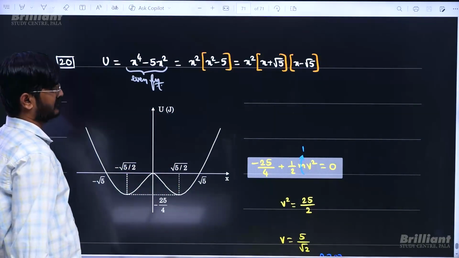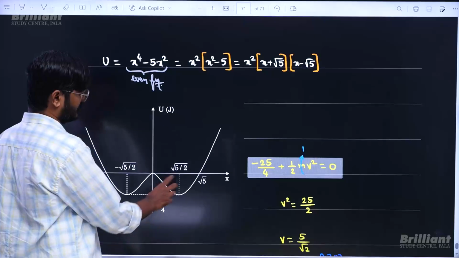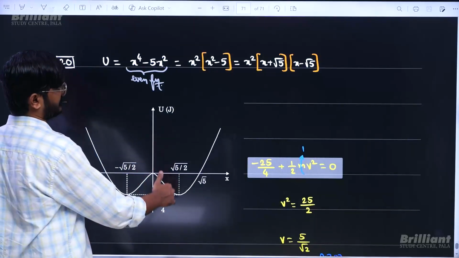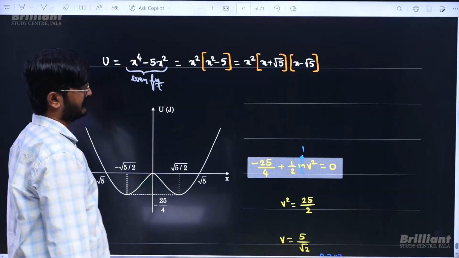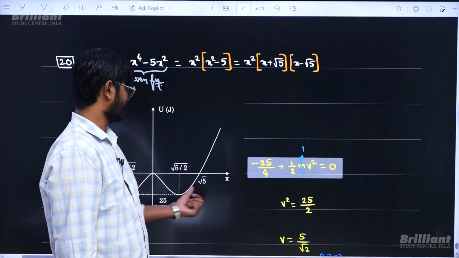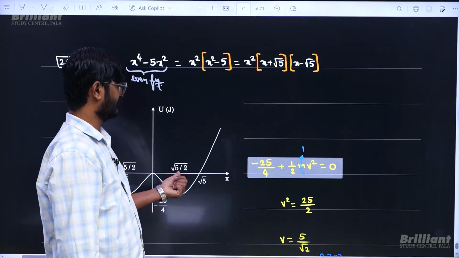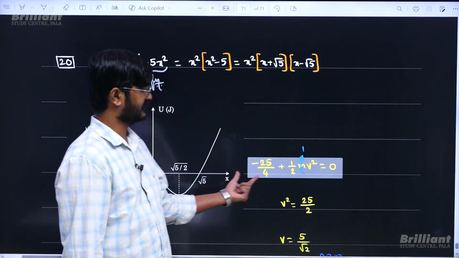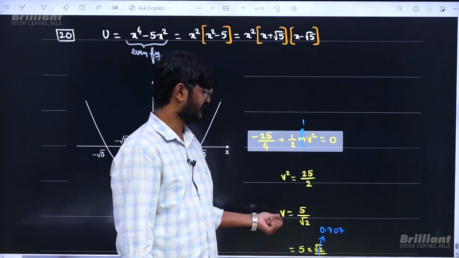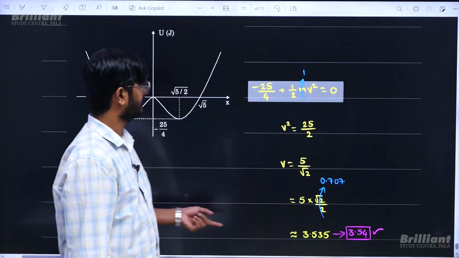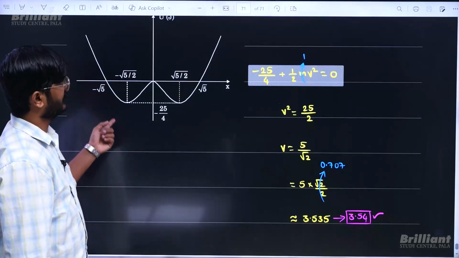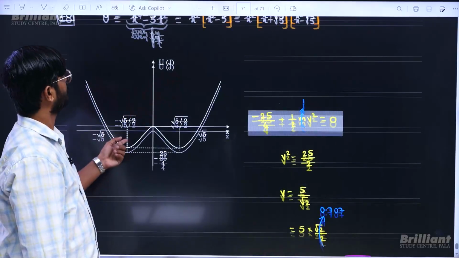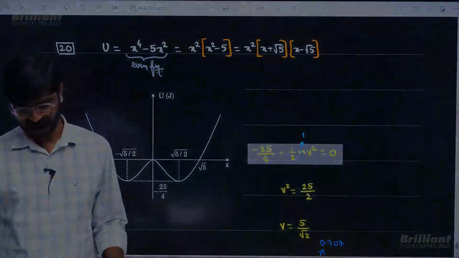U dash equals to 0, when you do, you will get root 5 by 2 or minus root 5 by 2. When you substitute this root 5 by 2 value, you will get the potential energy. As this is the minimum potential energy, kinetic energy is maximum here. Total energy, potential energy here plus kinetic energy here, is 0. From there you will get the velocity, right? So you need to do U dash equals to 0, and substitute the value.